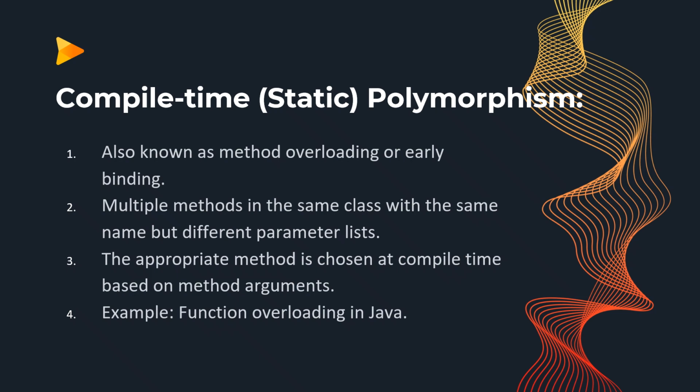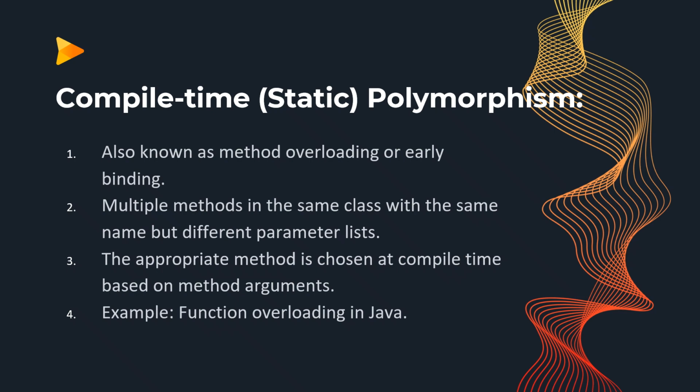So first of all, what is compile time or static polymorphism? It is also known as method overloading or early binding. So one thing has different names. The first name is compile time polymorphism or static polymorphism. Then it is also known as method overloading, or early binding. So one thing has four names, and you have to understand all of these.